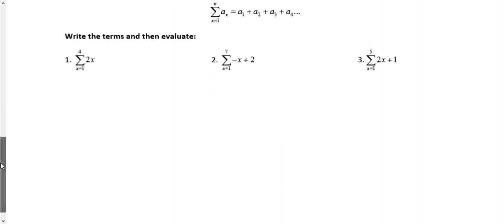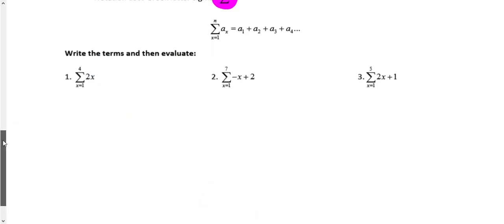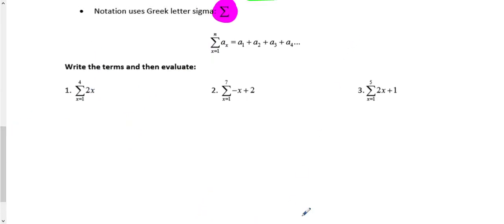So if I look at number 1, write the terms and then evaluate. So with number 1, the way we read these E's, let me come over here, and you will want to write this down. Whatever is at the bottom of the E, that's our starting point. So that's the first number we're going to plug in for N. Whatever's at the top of the E, that's our ending point. So that's the last number we're going to plug in for N. And what's next to E, that's the formula we are plugging into.